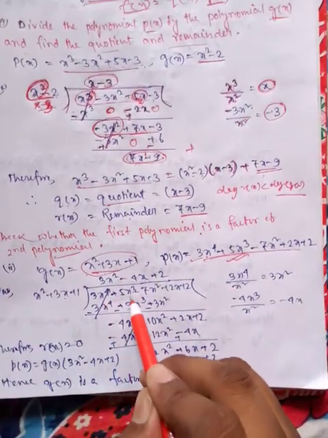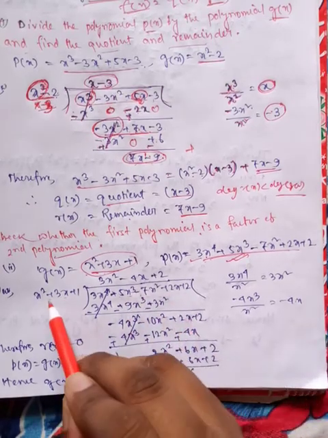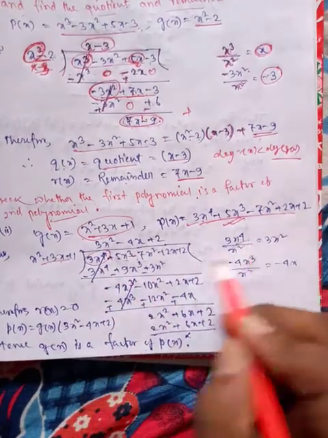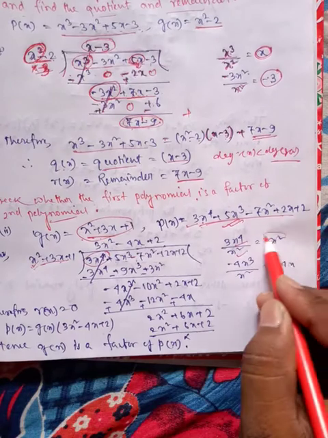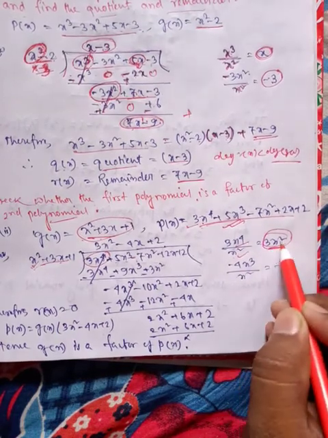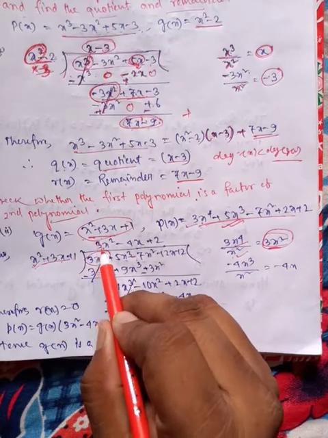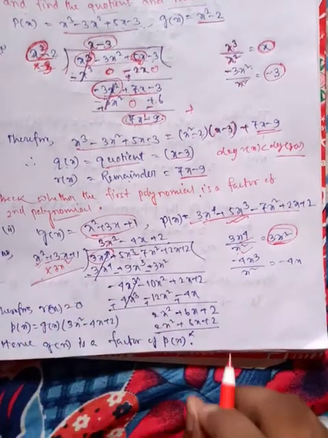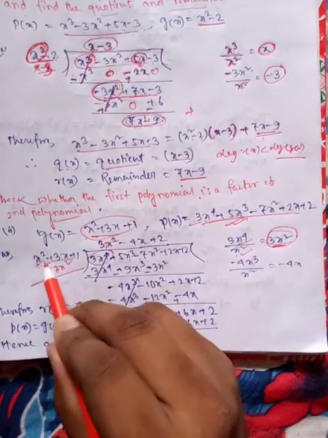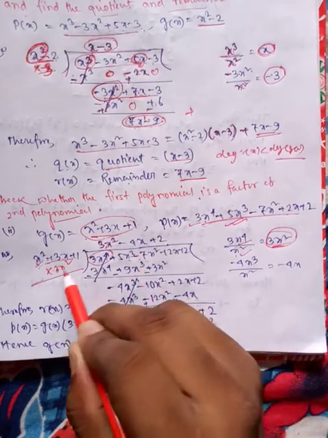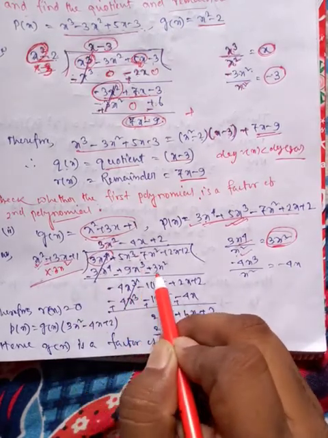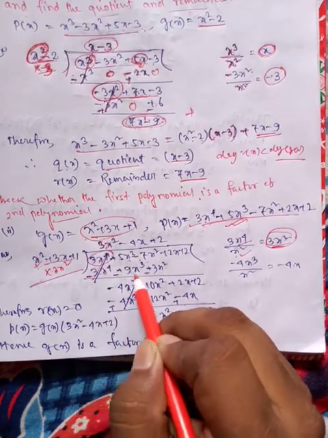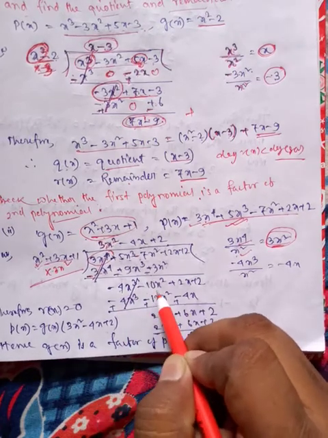Now the polynomial is 3x to the power 4 plus 5x cube minus 7x square plus 2x plus 2, and the divisor is x square plus 3x plus 1. The first term here is 3x to the power 4, and the first term of the divisor is x square, so it is divisible and you get 3x square. In the quotient you write 3x square. Now multiply 3x square by this polynomial, and you get 3x to the power 4 plus 9x cube plus 3x square. Change the sign, and the first term cancels out. Then 5x cube minus 9x cube is minus 4x cube, and minus 10x square, then bring down 2x plus 2.